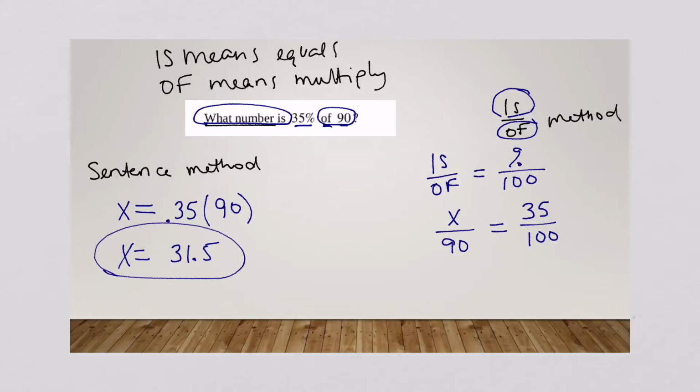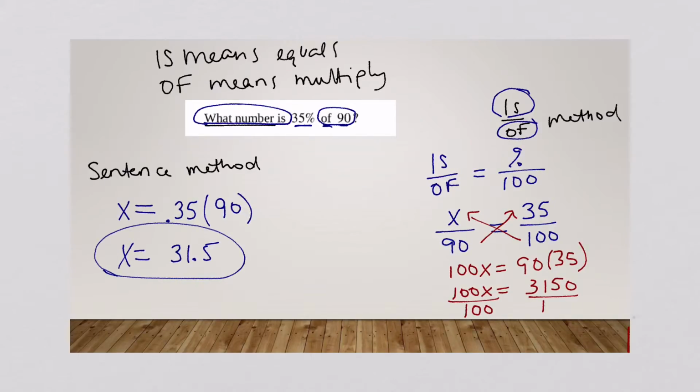Now you would solve this just like you would a proportion. So you would cross multiply: 90 times 35 equals 100 times X. Okay, so I get 100 X is equal to, then I have to divide by 100. And I ran out of room, so I'm going to move it over here. X is equal to 31.5. So I still get the same answer, I just did it in two different ways.